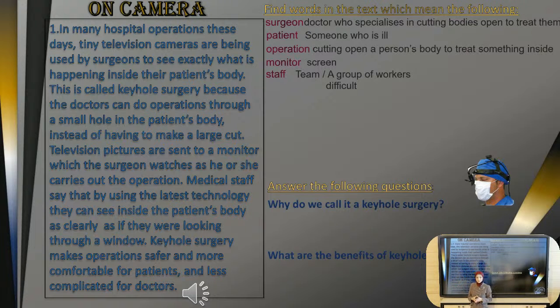Difficult. When something is difficult, we say it's complicated. Now, after we have discussed the difficult words, or after we have known the meanings of some difficult words, let's move to answer the questions. Why do we call it a keyhole surgery? Look at the text. It's called a keyhole surgery because the doctors can do operations through a small hole in the patient's body instead of having to make a large cut.